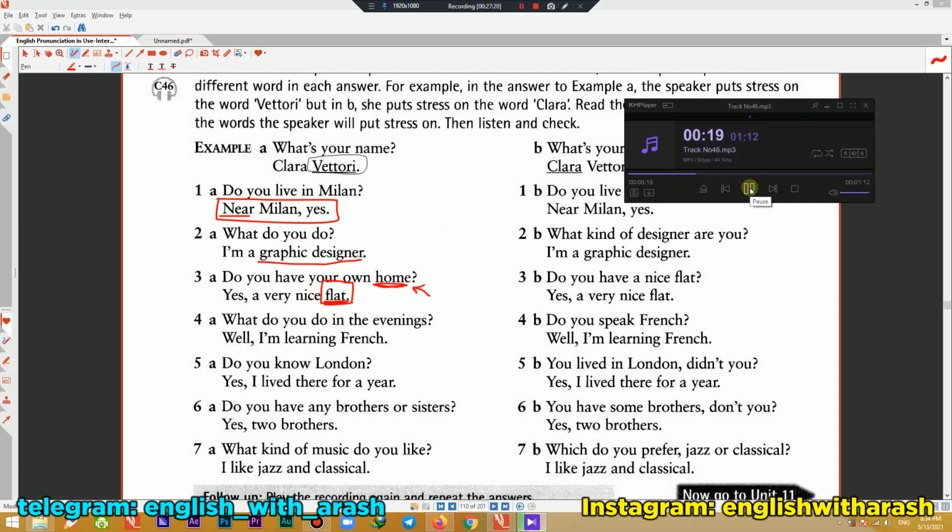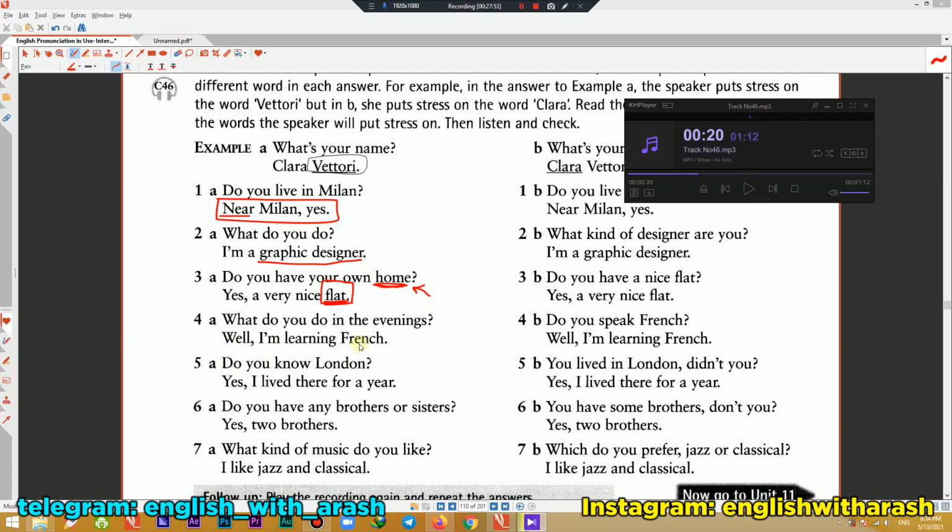What do you do in the evenings? So what can you say? Well, I'm learning French. Which word do you think needs to get the stress among the 4 words that you see here? Well, I'm learning French. Okay, you understood? That's good.